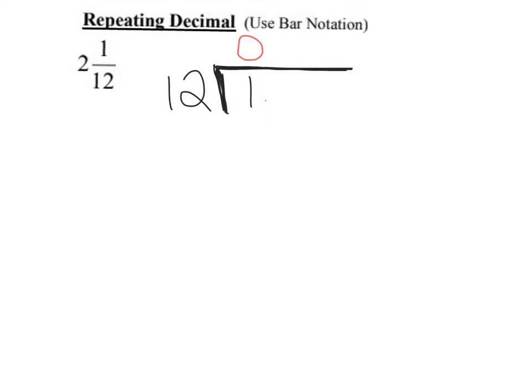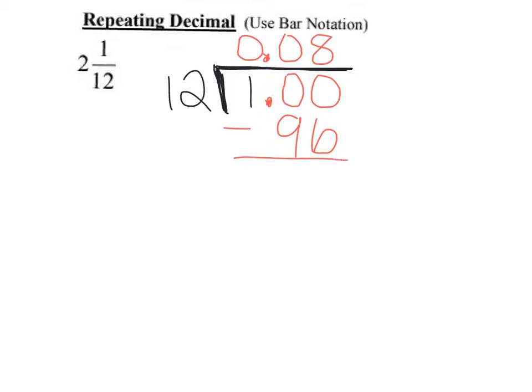Now, to get a larger number, we have to put a decimal. Whenever you put it inside, you have to also put it on top, and then you can add another 0. Can 12 go into 10? No. So we're going to add one more 0. Can 12 go into 100? Yes, 8 times. 8 times 12 is 96. Subtract. 100 minus 96 is 4.